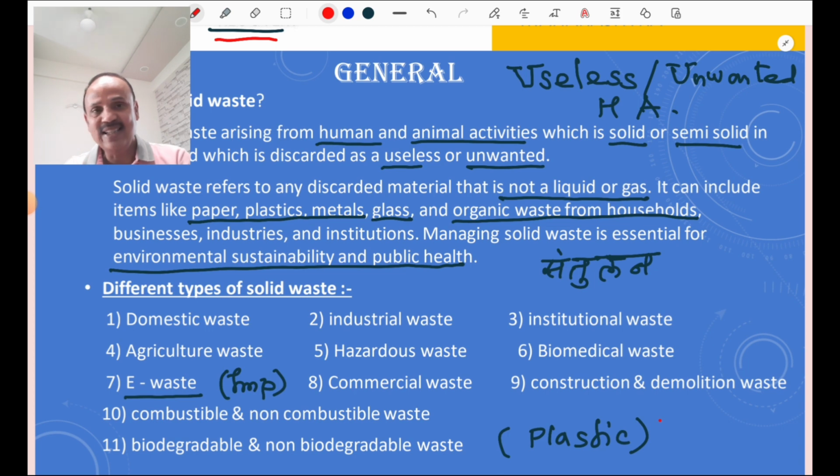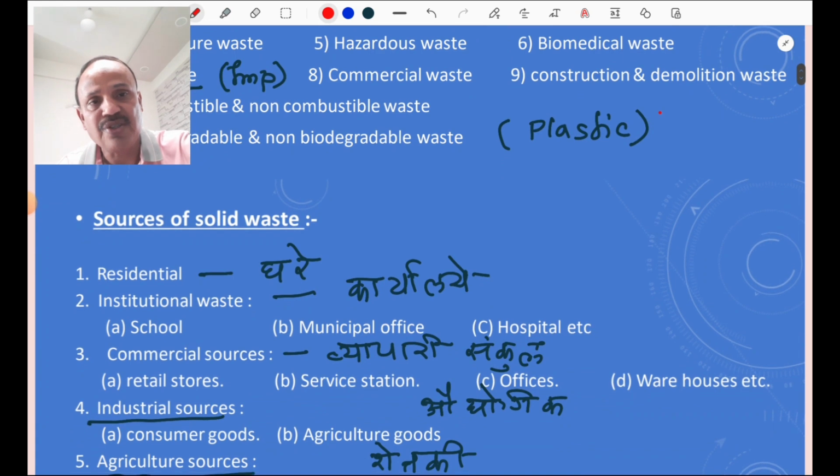For public health and sustainability, to maintain the balance of the environment, solid waste management is very important. Then we are going to discuss the different types of solid waste: domestic waste, industrial waste, institutional waste, agricultural waste, hazardous waste, biomedical waste, e-waste. Nowadays it is very important. Then commercial waste, construction and demolition waste, combustible and non-combustible waste, and biodegradable and non-biodegradable waste. One must know all these types of wastes.